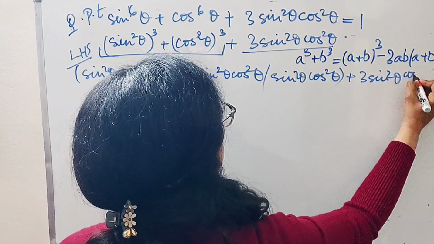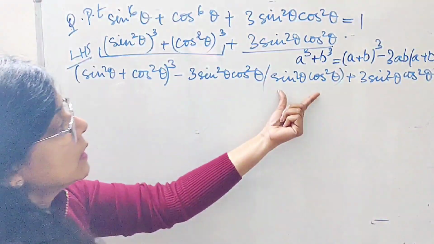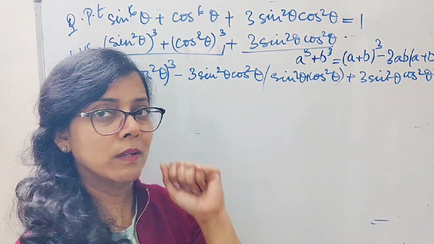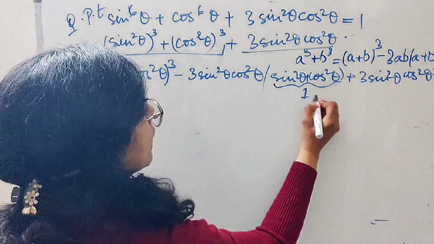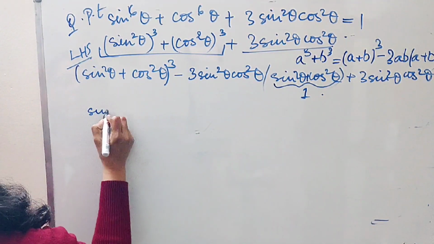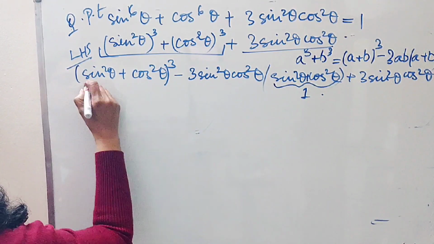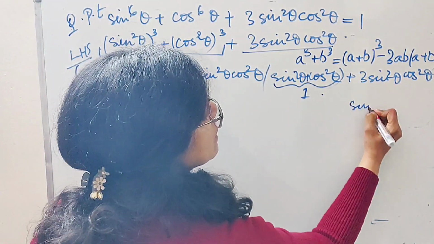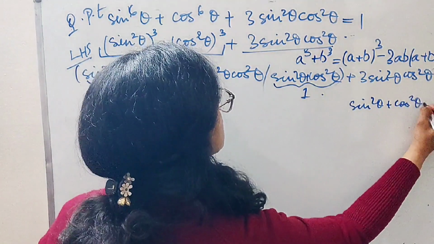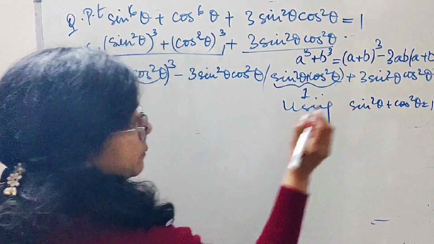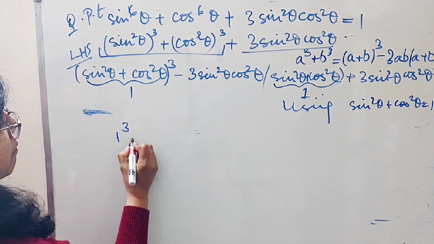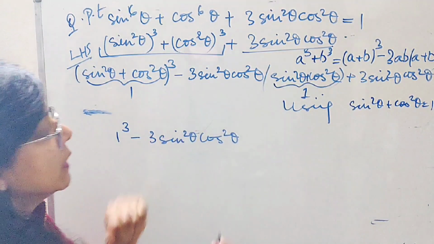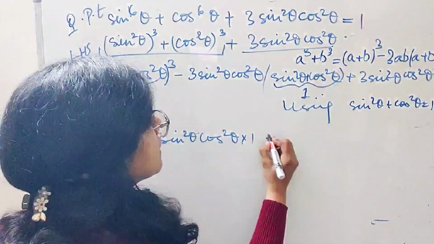Now you know this identity, sin square theta plus cos square theta, what is it? It is 1. So replace here 1 in place of this. This is also 1, so you can write this also as 1. When you are using an identity, write it there: sin square theta plus cos square theta is equal to 1. So this will become 1 cube minus 3 sin square theta cos square theta, then again 1 multiplied by 1, plus 3 sin square theta cos square theta.